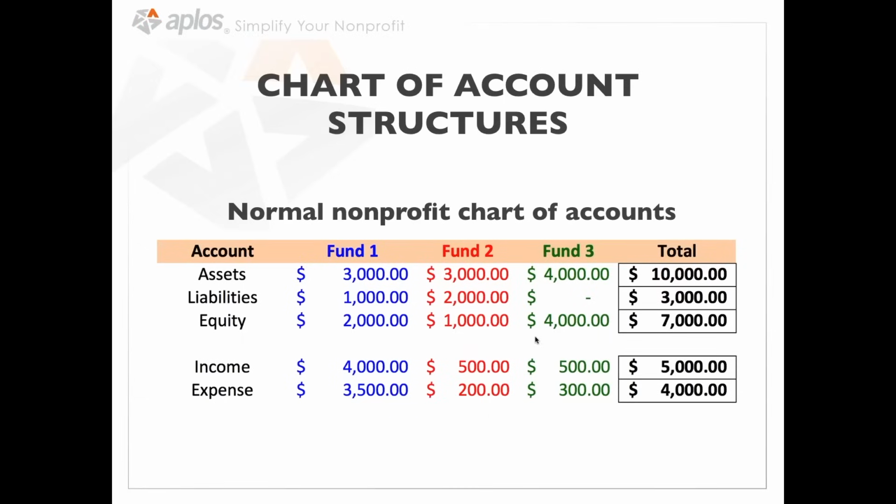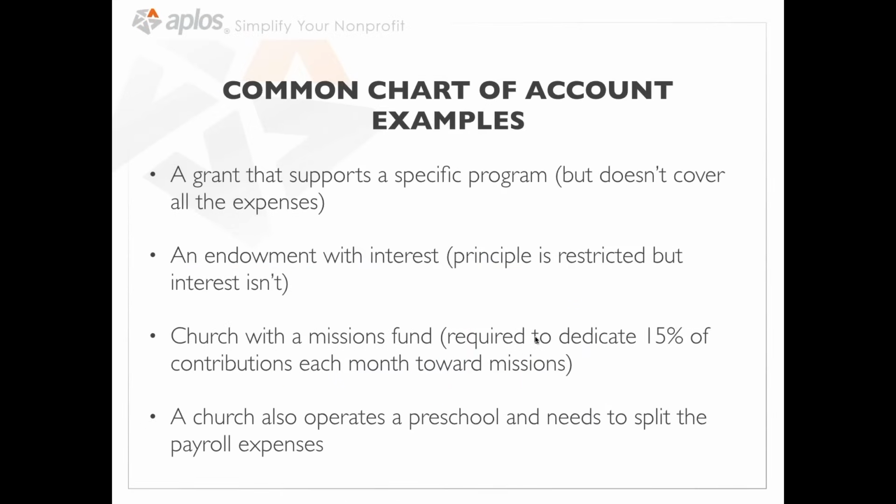My income, too, I might say that I've got $5,000 worth of income, but 80% of that was Fund 1, and then Fund 2 and 3 were a little bit smaller. Same with expenses. Okay, so that's an example of how this would then manifest on a nonprofit chart of accounts and types of reports. So common chart of accounts examples here.